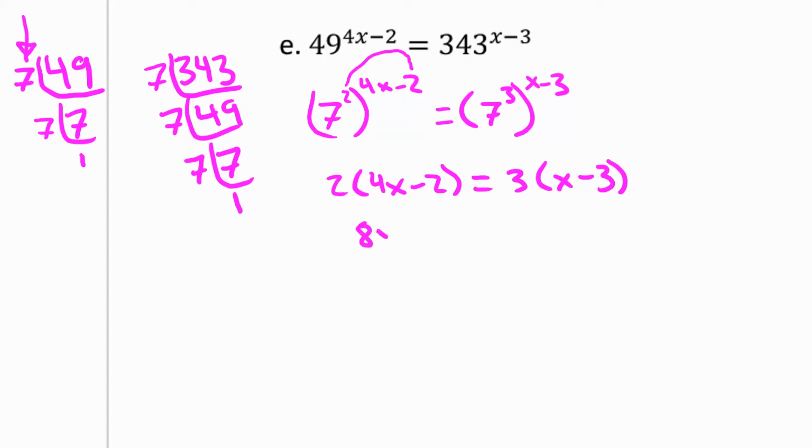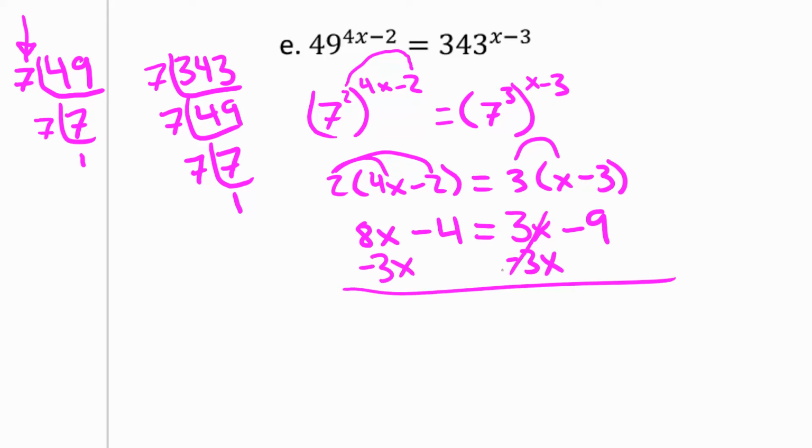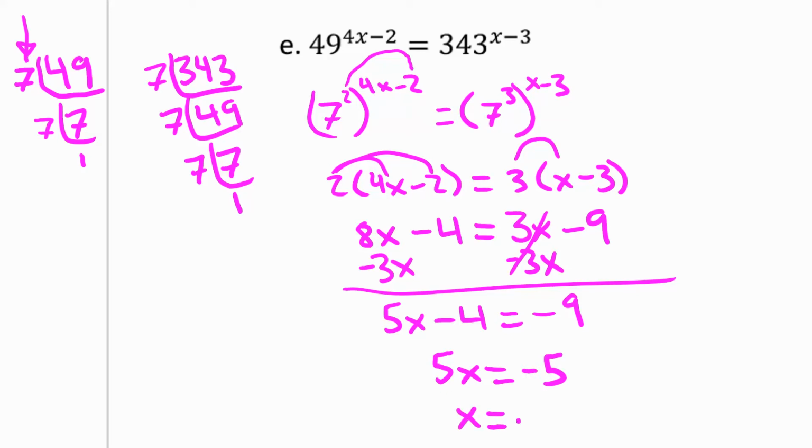So we have 8x minus 4 equals 3x minus 9. I'll start by subtracting 3x. This lesson is mostly just Algebra 1. That's where the bulk of the work is. Now add 4 to both sides. We have 5x equals negative 5. Divide by 5, x equals negative 1.